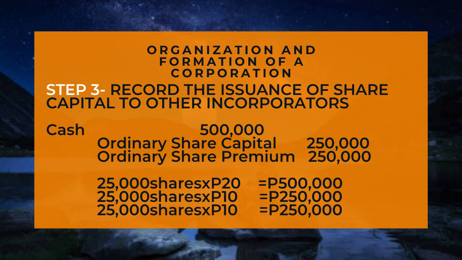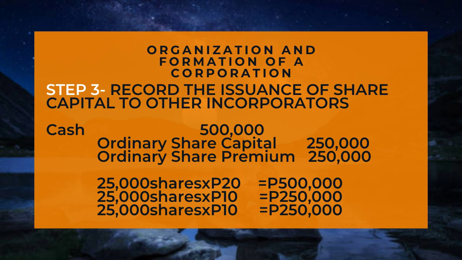Step 3. Record the issuance of share capital to other incorporators. Debit cash for 500,000 pesos. Credit ordinary share capital for 250,000 pesos. Credit ordinary share premium for 250,000 pesos.